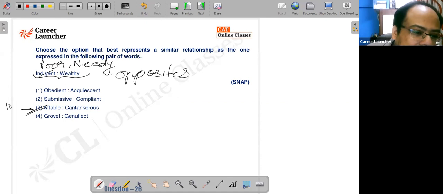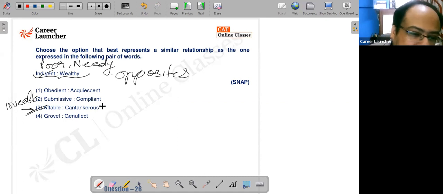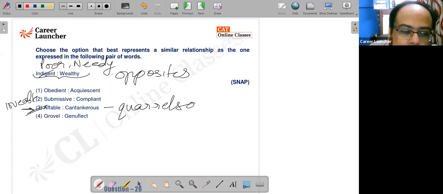The word affable refers to lovable. Cantankerous refers to quarrelsome.